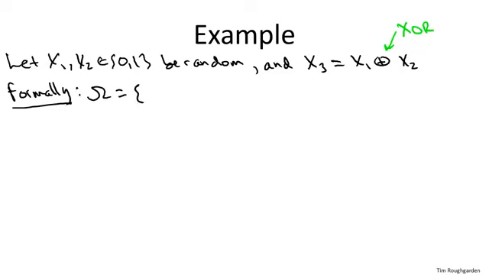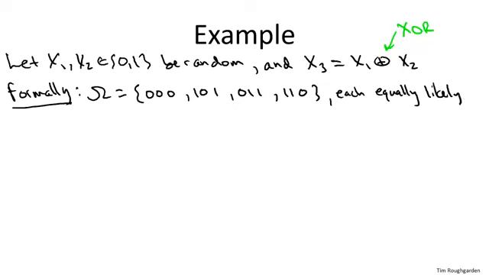They're equally likely. So we could have a 0, 0, or a 1, 0, or a 0, 1, or a 1, 1. And in each of these four cases, x3 is determined by the first two as the XOR. So we get a 0 here, a 1 here, a 1 here, and a 0 there. And each of these four outcomes is equally likely. So let me now give you an example of two random variables which are independent and a non-example.